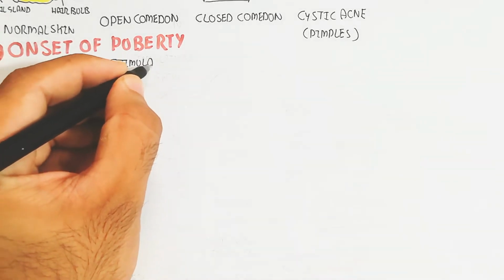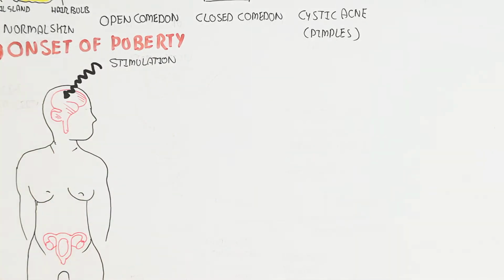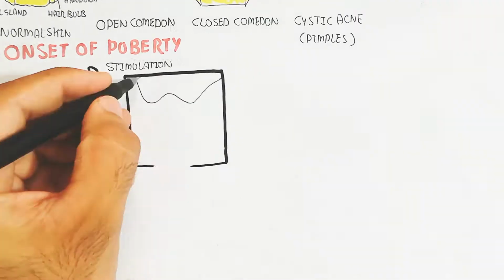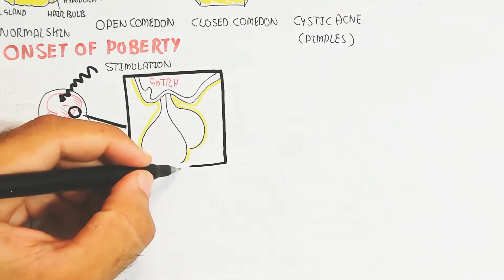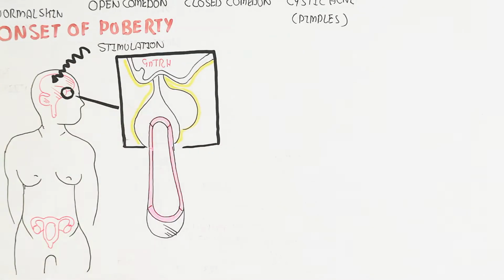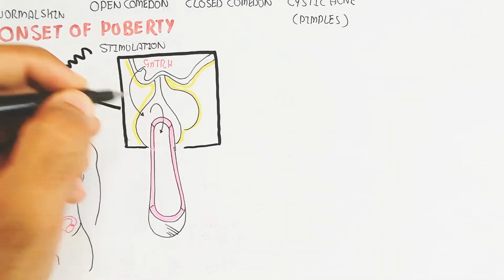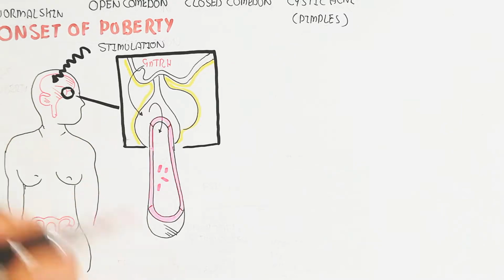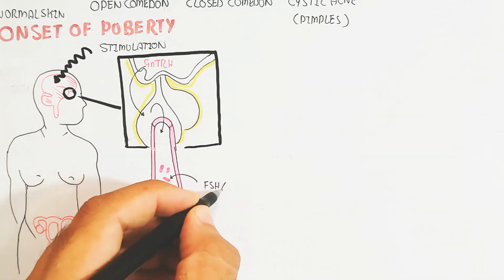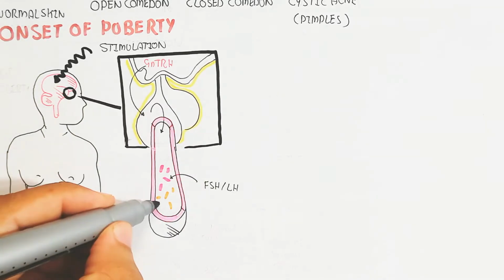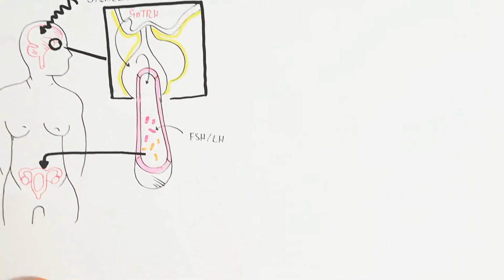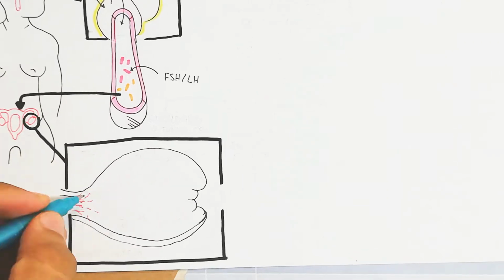The stimulation will occur when we become young. In this way, some people genetically produce acne, but some do not. So remember the genetics, the family history. The gonadotropin releasing hormone from the hypothalamus will stimulate the adenohypophysis of the pituitary gland to release follicle stimulating hormone and luteinizing hormone, which will target the ovary, for example in a female.